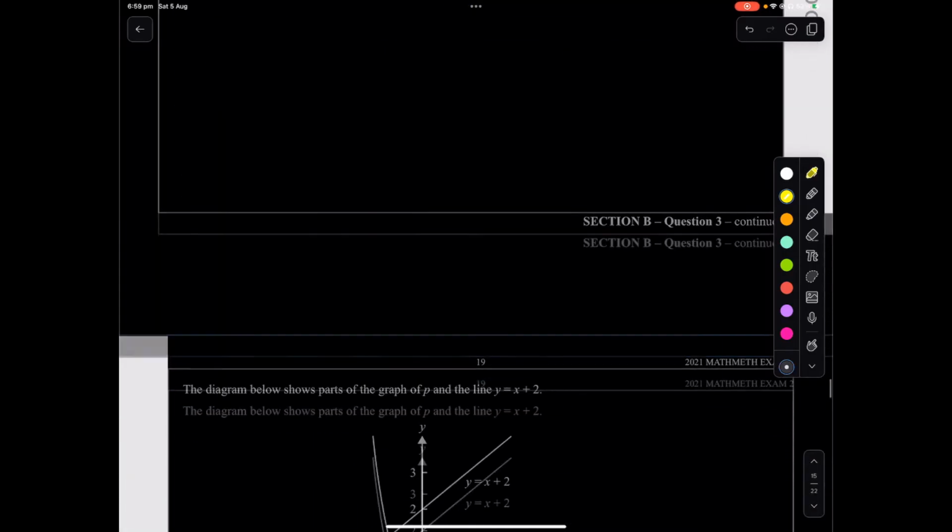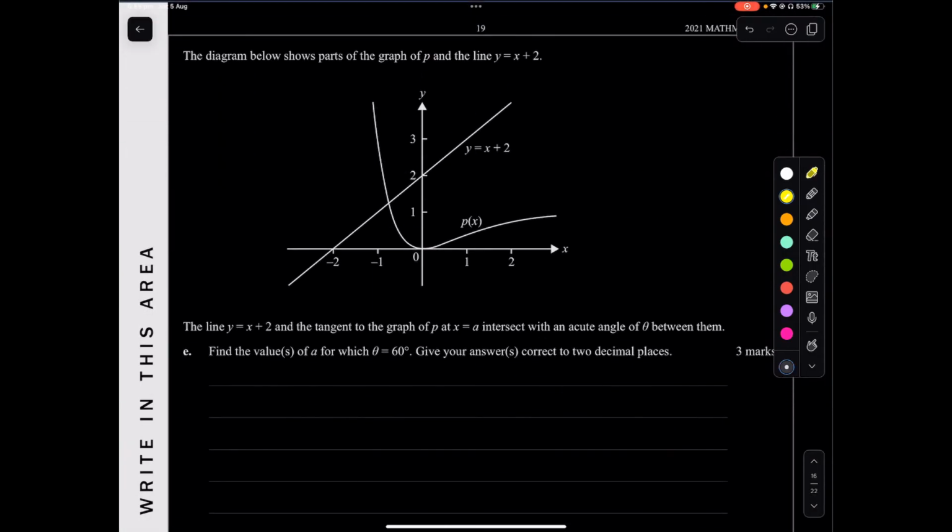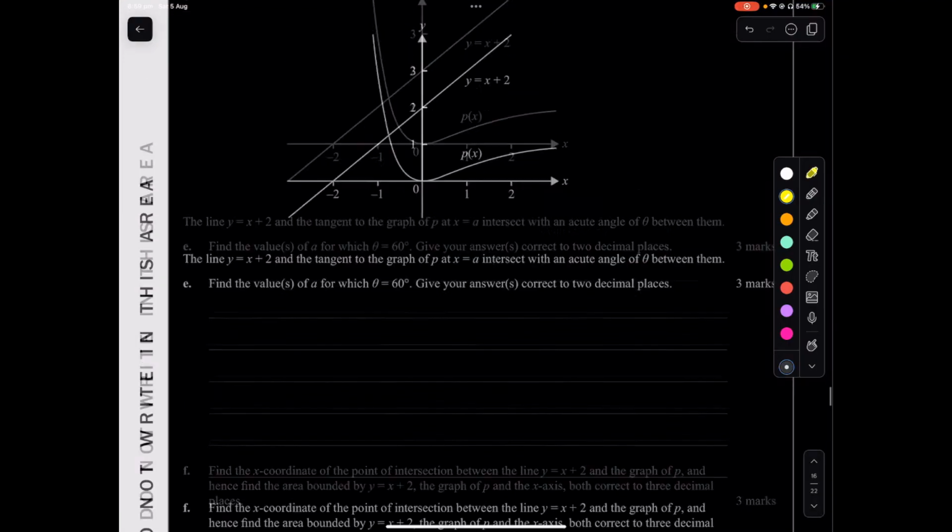That's it. The diagram below shows part of the graph of P, and the line y equals x plus 2 and the tangent to the graph of P at x equals a, and we don't know what a is, intersect with an acute angle theta between them. Find the values of a for which theta is equal to 60. Give your answers to 2 decimal places. What an ugly question this is.